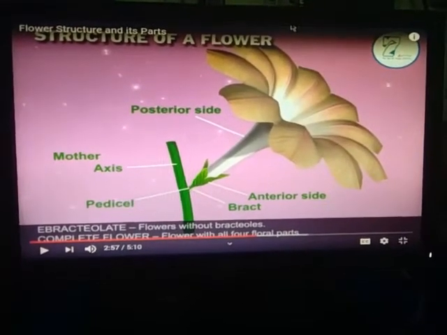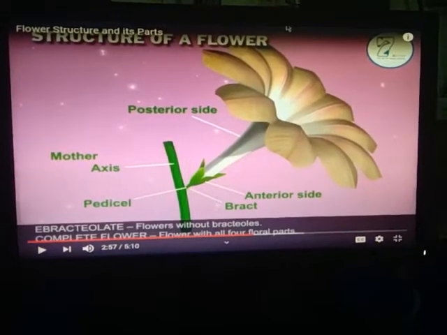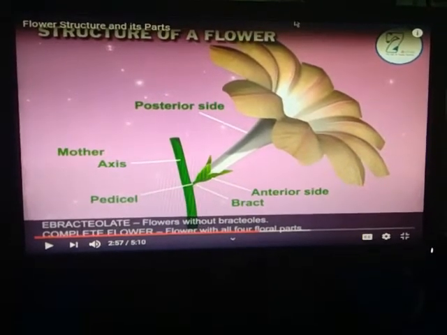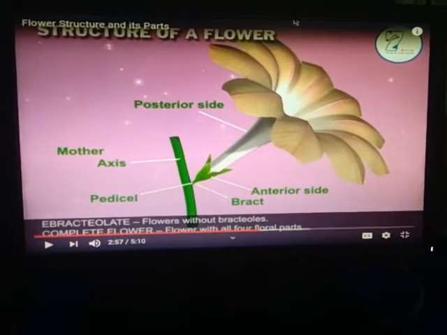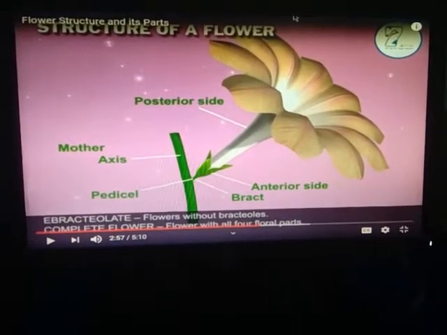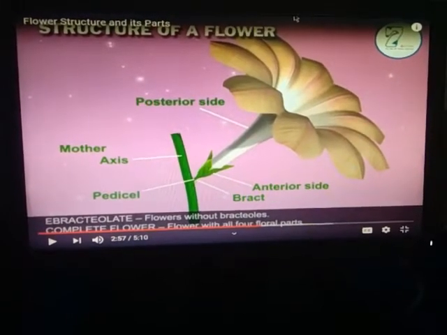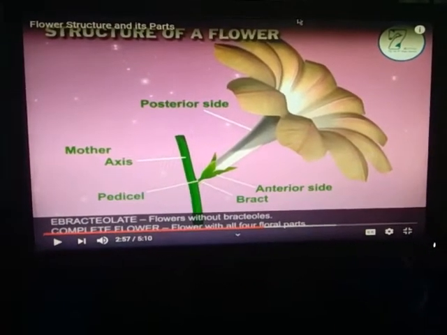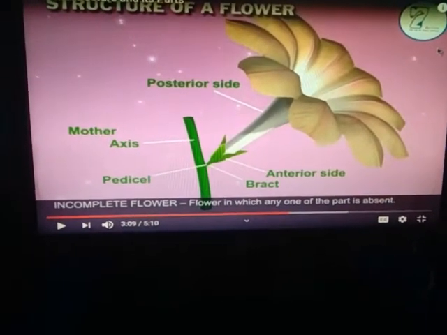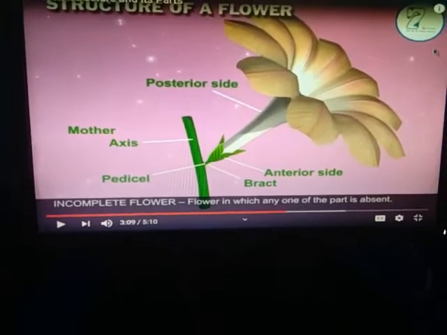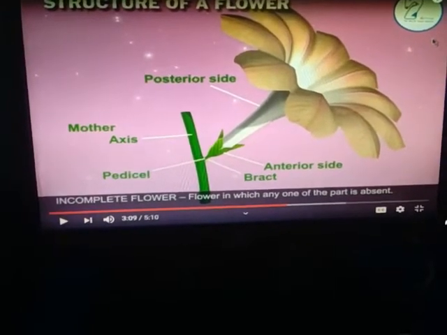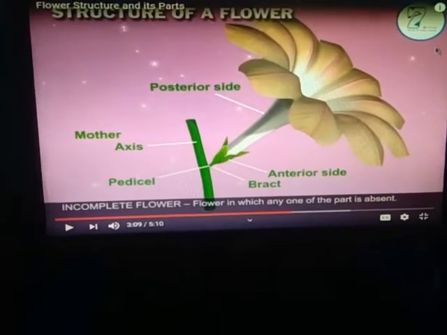Now the next term, that is complete flower. A flower which contains all parts is called a complete flower. Those parts are calyx, corolla, androecium and gynoecium. These are the four parts of a flower. If all these parts are present in a single flower, then it is called a complete flower. But if any one part of these four, either calyx, corolla, androecium or gynoecium, is missing, such a flower is called an incomplete flower.